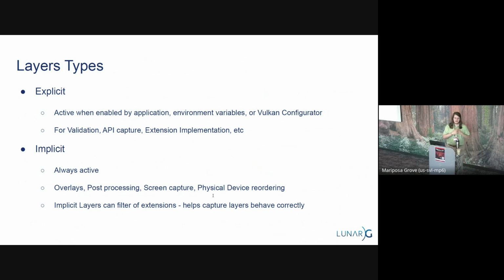Implicit layers have some differences, but one fun little tidbit is that they can filter instance extension lists, which is something explicit layers cannot do. And that sometimes causes issues, but it's mostly fine. An example of that is RenderDoc. That way RenderDoc can validate the extension list and remove anything that isn't supported when you're trying to do a capture.